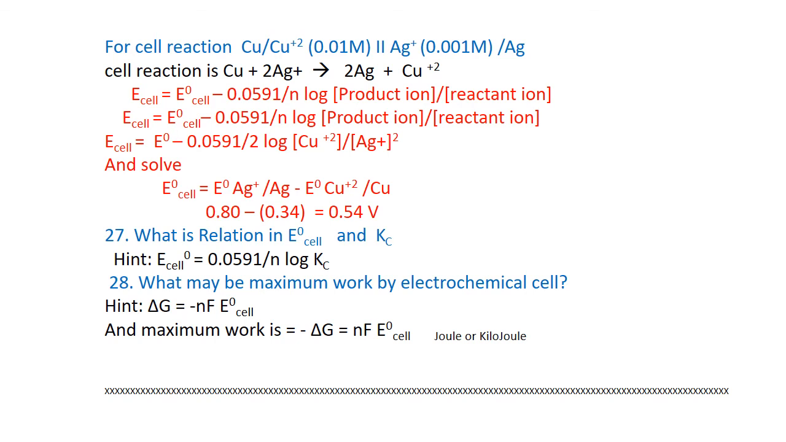Question 27, what is the relation between E naught cell and Kc? It is given by formula E naught cell is equal to 0.0591 upon n log Kc.